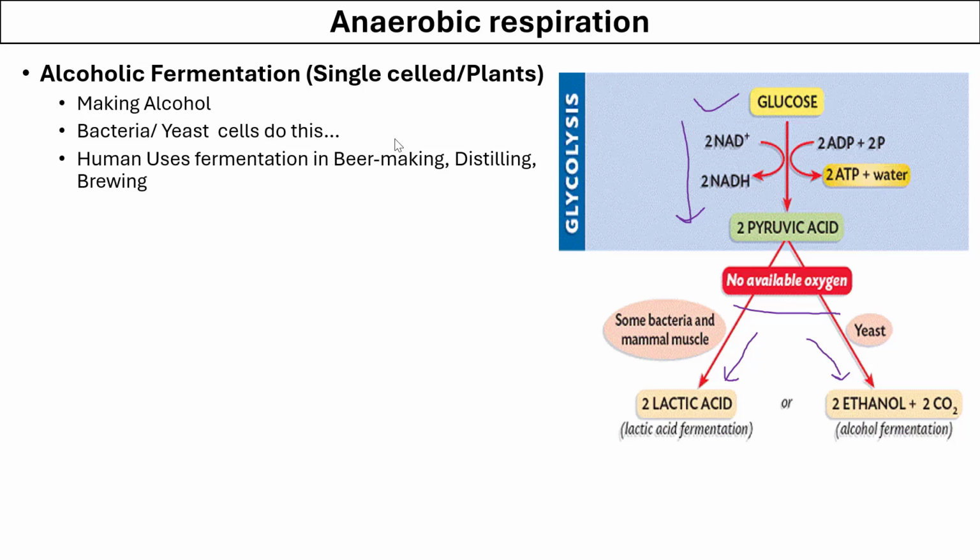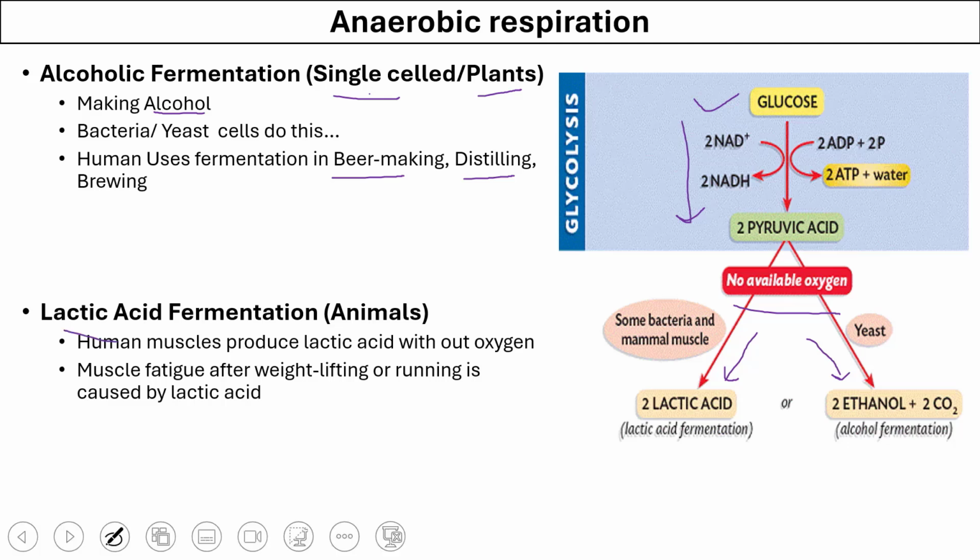Alcoholic fermentation happens in single cellular organisms or plants. In this, alcohol is formed as a byproduct. This phenomenon is used in beer making companies or distilleries, or in the formation of breads and in the process of baking.